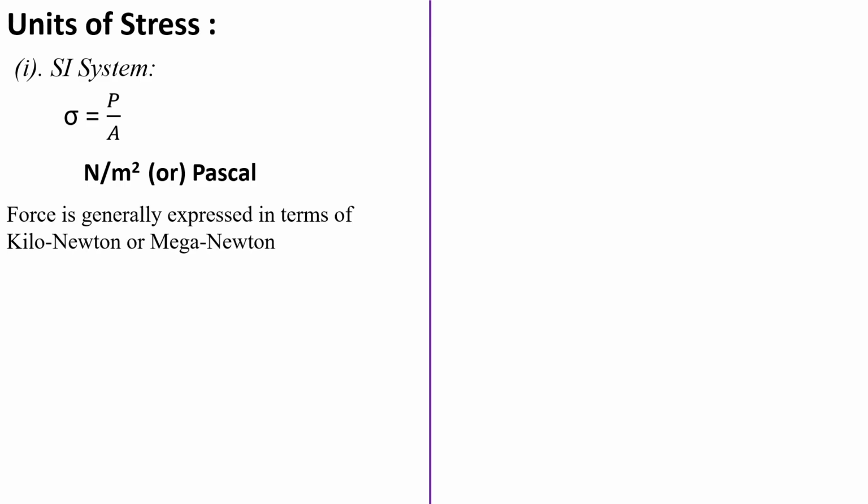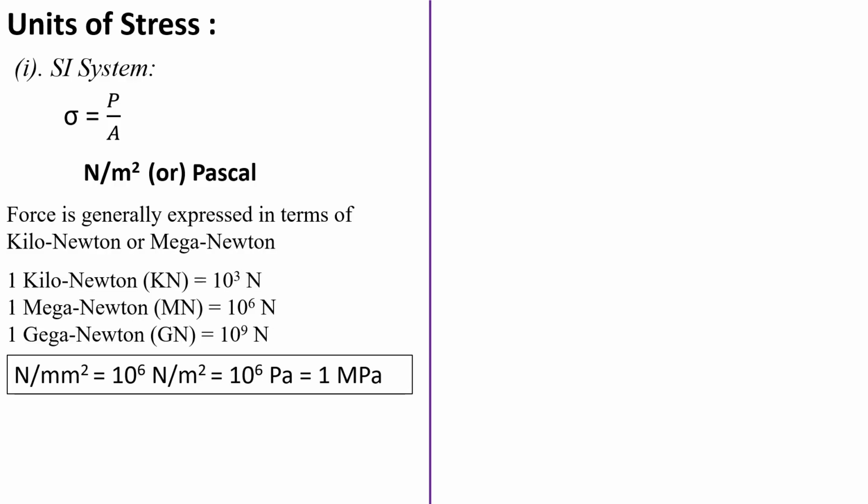Next we look at the units of stress. First we see the SI system. In the SI system, the unit of stress is newton per meter squared, or the pascal. In general, force is expressed in terms of kilonewton or meganewton, and we know that 1 kilonewton equals 10 cubed newton, 1 meganewton equals 10 to the power of 6 newton, and 1 giganewton equals 10 to the power 9 newton.